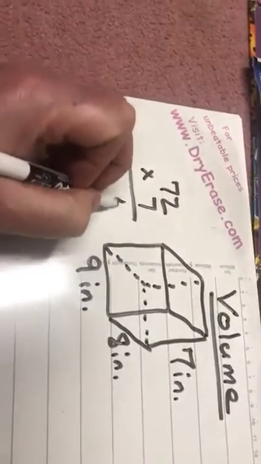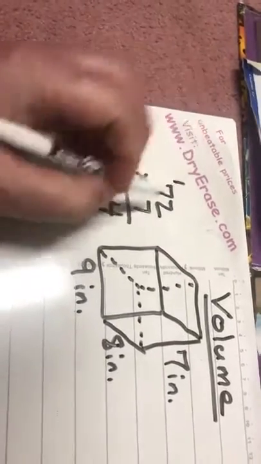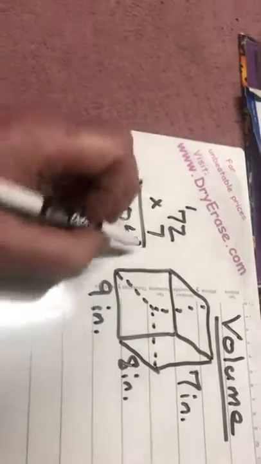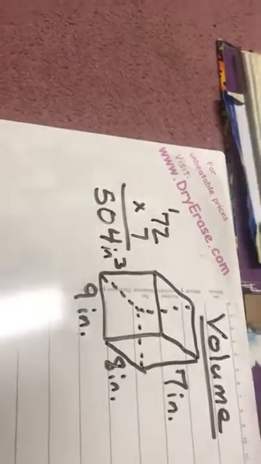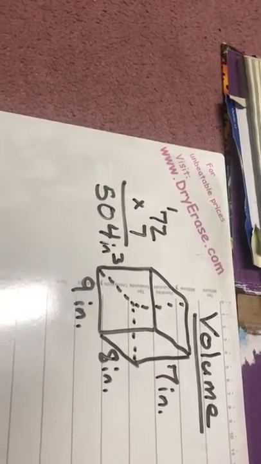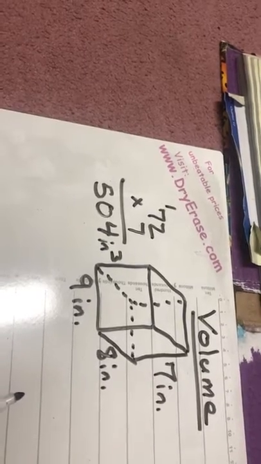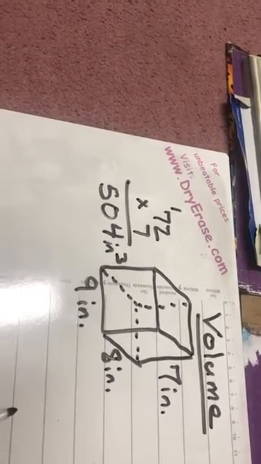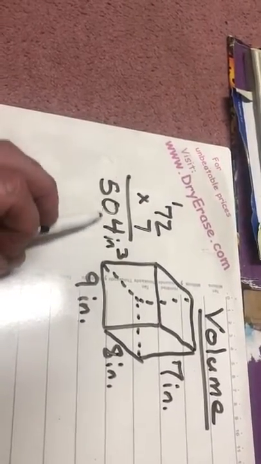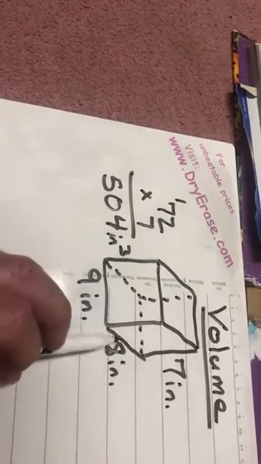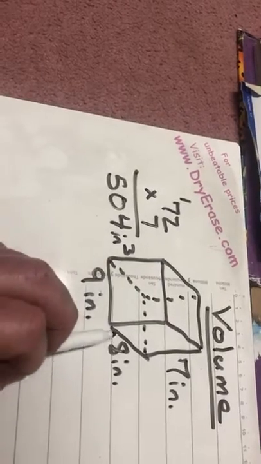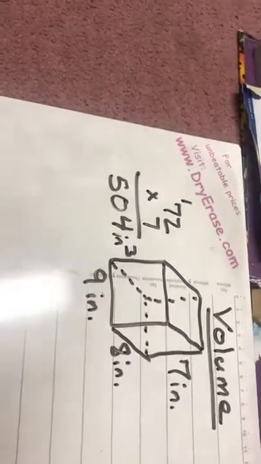Well, 7 times 2 is 14. Put the 4 down, carry the 1. 7 times 7 is 49, plus 1 is 50. And so I get 504 cubic inches. Remember, it's cubic inches. We've talked about the Rubik's Cube. If I have a cube that is 1 inch tall, 1 inch wide, 1 inch long, a perfect cube, I can fit 504 cubes that size inside this box that has these dimensions: 9 inches long, 8 inches wide, 7 inches tall.